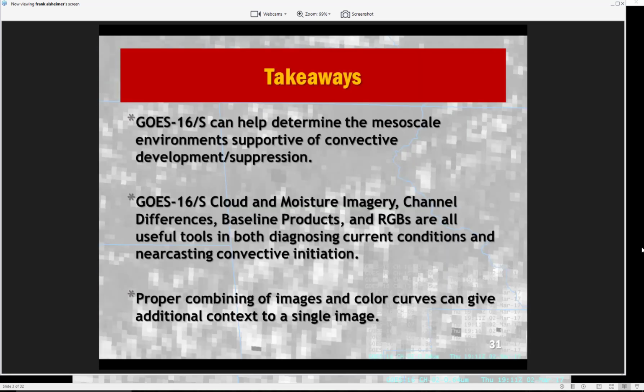So, takeaways. The GOES 16 and S can help determine the mesoscale environment supportive of convective development or suppression. You've got the cloud moisture imagery, channel differences, baseline products, and RGBs, all useful tools in both diagnosing the current conditions and nearcasting convective initiation. And finally, the proper combining of images and color curves can give additional context beyond what you would get from a single image.